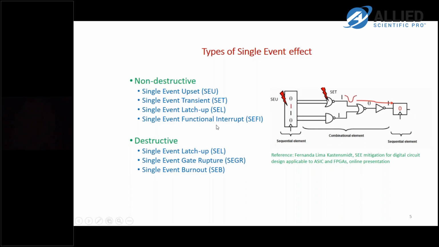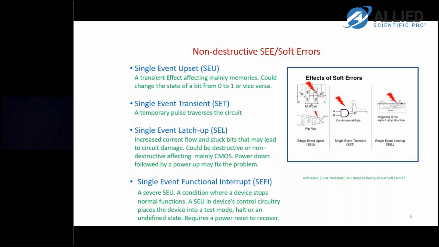So I'll explain in detail what the other types of non-destructive are in the next slide. We also have the destructive single event effects, such as the single event latch up. So you have it either non-destructive or destructive, and single event gate rupture, SEGR, and single event burnout, SEB. So let's go into more detail about these different effects. I already explained the SEU and SET. It's a transient pulse that flows down the circuit.